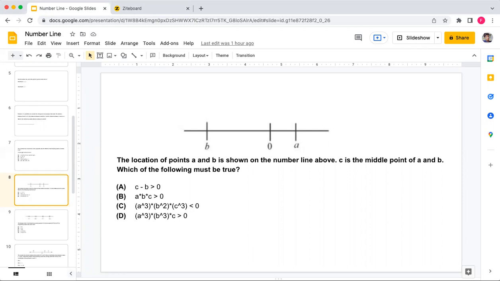This is a multiple choice option question. Okay. Not one. Just take your time and see all of the options.